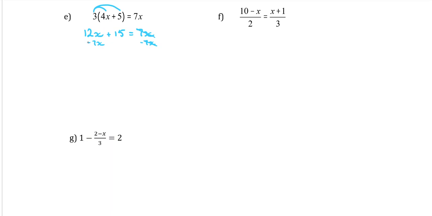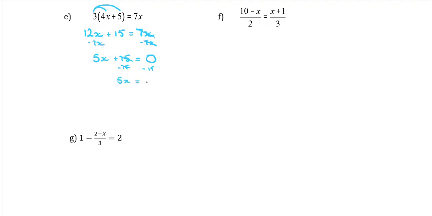12 take away 7 makes 5x plus the 15. Because I've taken that 7x away, there is nothing left, which means 0 on the right-hand side. Okay, now a two-step equation to get the x by itself. Let's minus 15.